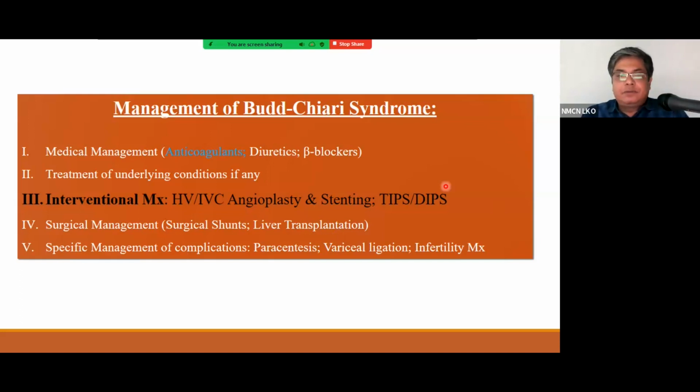Surgical management in the form of surgical shunts and liver transplantation, and specific management of complications in the form of paracentesis, variceal ligation, and infertility management. Of these, radiological interventions and medical management together constitute the dominant therapeutic approaches in management of Budd-Chiari patients, with surgical management reserved for only a limited number of cases.